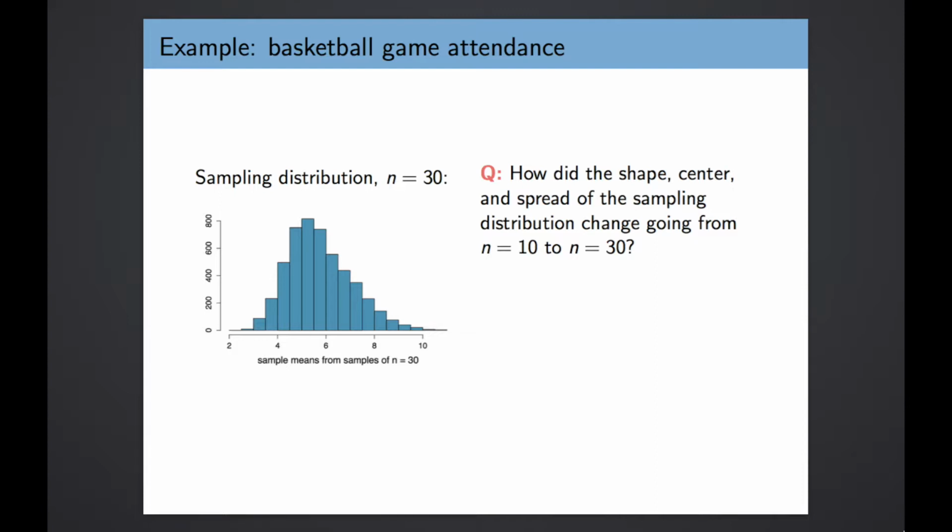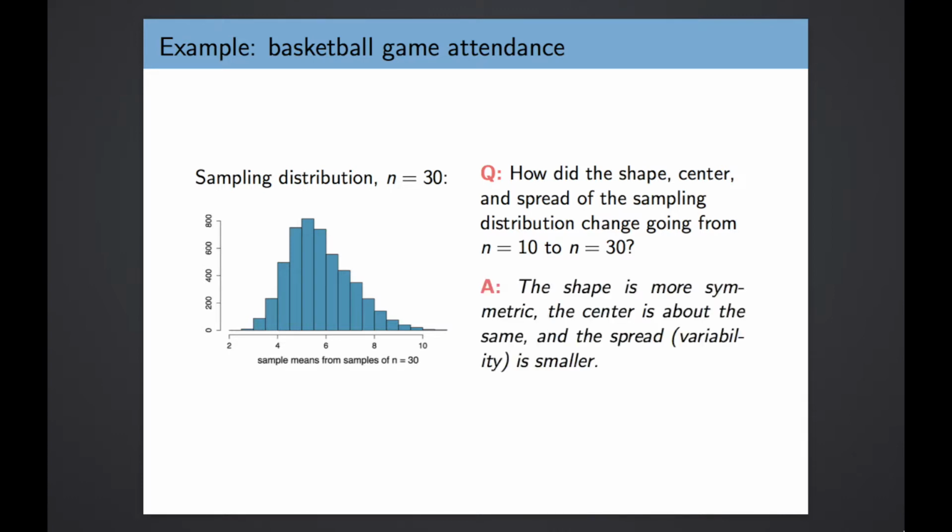Here's another example, except in this case, instead of taking samples of size 10, we've taken samples of size 30. So we've taken samples with n equals 30 from the population distribution, we've calculated the means of each of those samples, and we have plotted them out in this histogram. How did the shape of this distribution, the center of the distribution, and the spread or the variability of the distribution change when we made this change from n equals 10 to n equals 30?